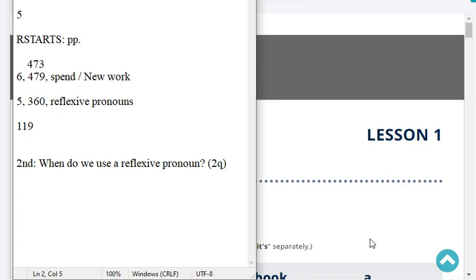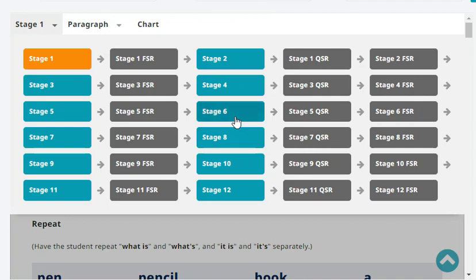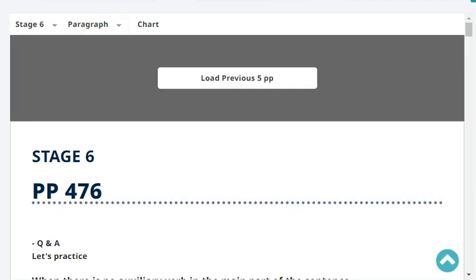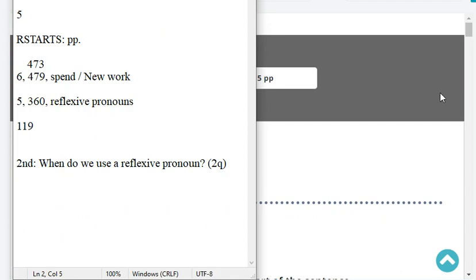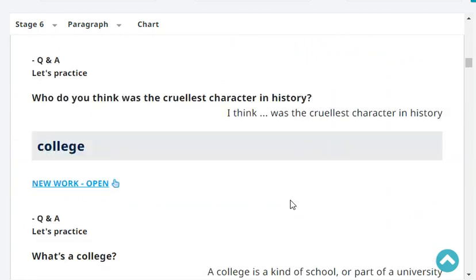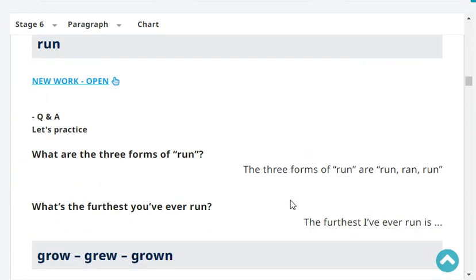Stage 6, paragraph page 479. Okay, stage 6, 479. And our last head word was pen, newer type of lesson. Okay, so let's start with revision. Ready? Here we go.